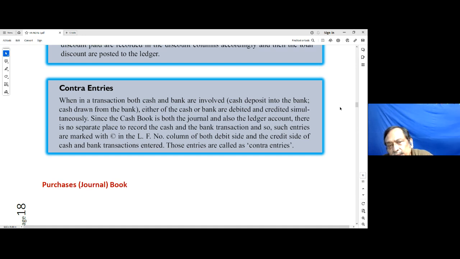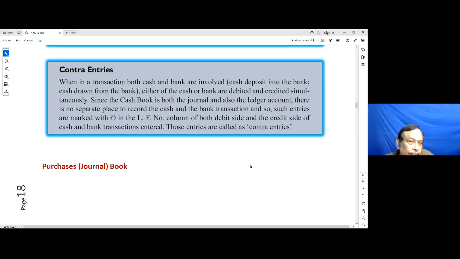Remember, cash book is called a journalized ledger. Since the cash book is both the journal and also the ledger, there is no separate place to record the cash and the bank transaction, and so such entries are marked with this contra sign in the ledger folio column, on both the debit and the credit side of the cash and bank transactions entered. So those entries are called contra entries.